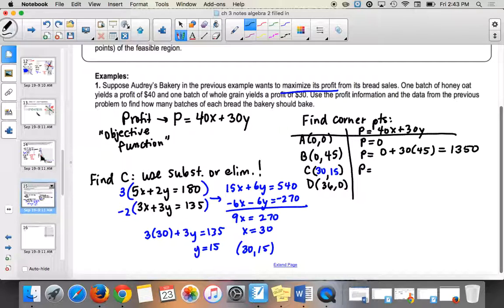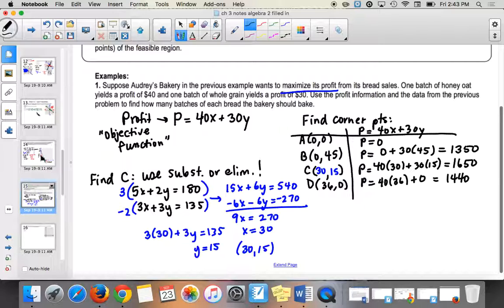All right, and this one, I'm going to plug in 30 and 15. So 1,200 plus 450, 1,650. Is that right? And the last one, plug in 36 and then 0. So what do we get? 1,440.